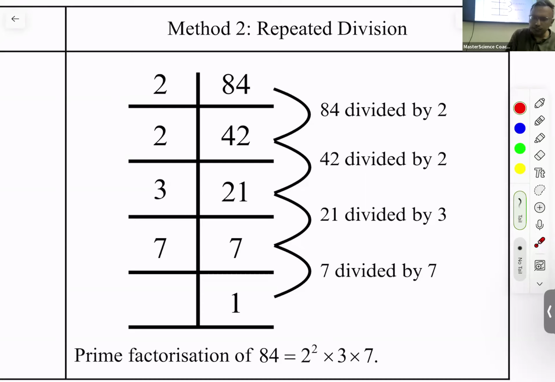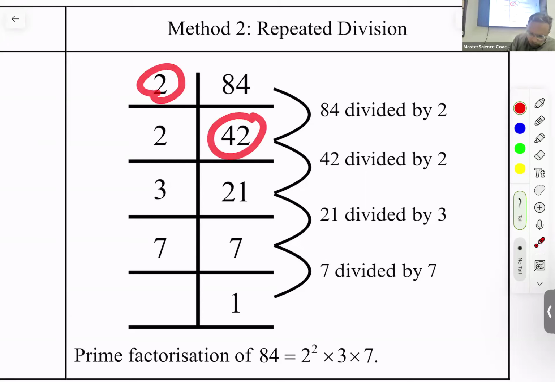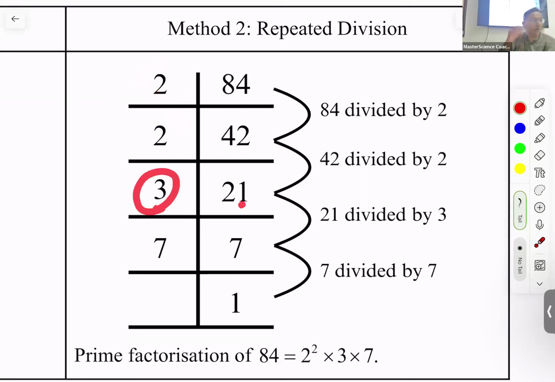Good. So for example, this is 84. I divide it by 2, I get 42. 42 again, I can divide it by 2. I get 21. Now, 21 cannot be divided by 2, so I divide it by 3. So I do the next bigger prime number. So 21 divided by 3, 7.